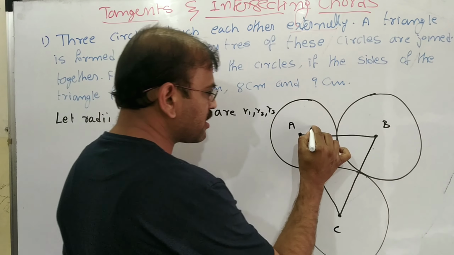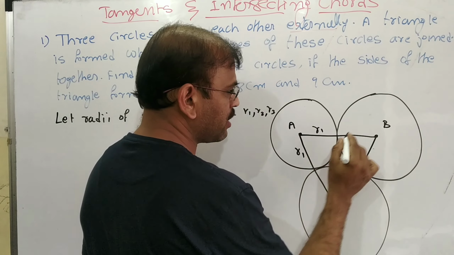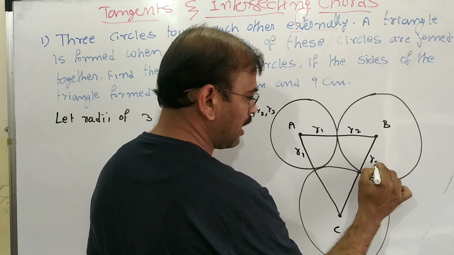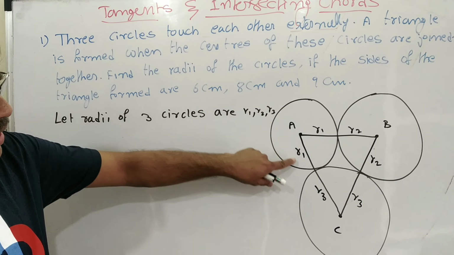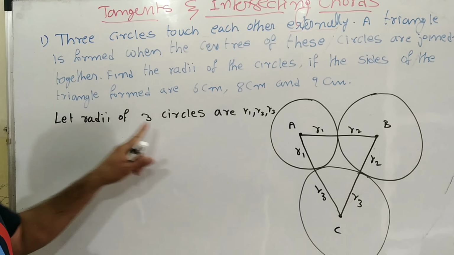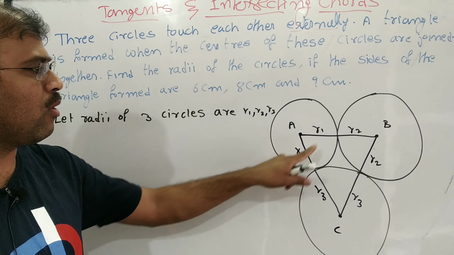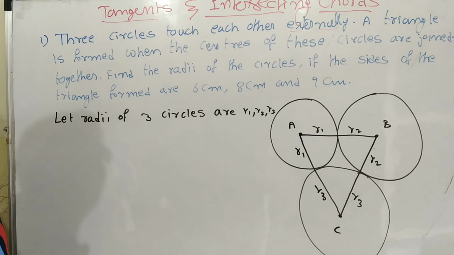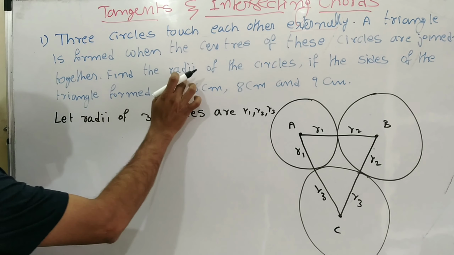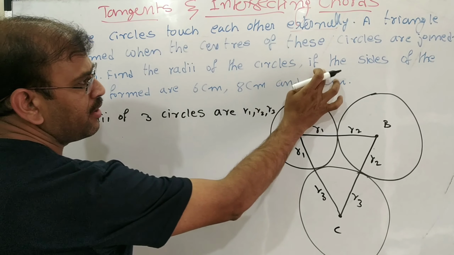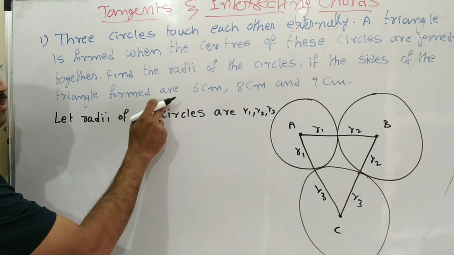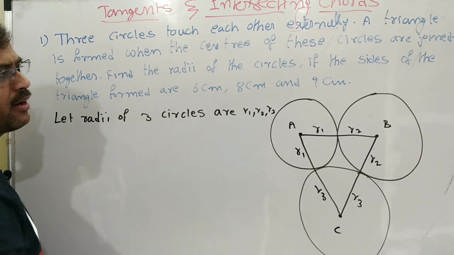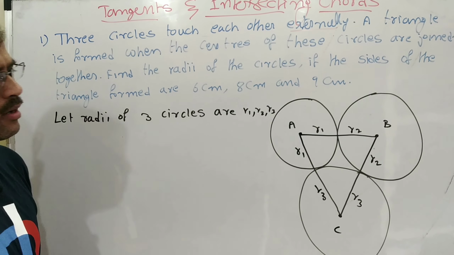So this I am considering as R1. This also will be R1, R2, R2, R3, R3. So the same radius. So the radii of the three circles, R1, R2, R3, I have considered. Now look here. Find the radii of these three circles if the sides of the triangle formed are 6 centimeter, 8 centimeter, 9 centimeter.